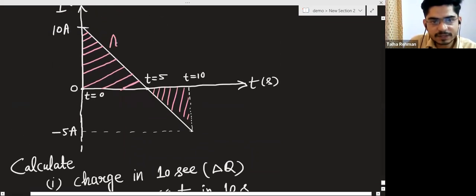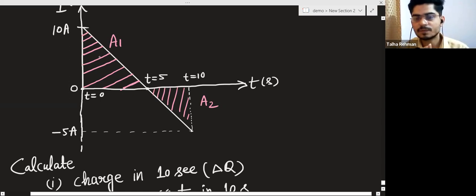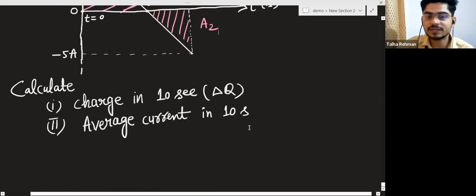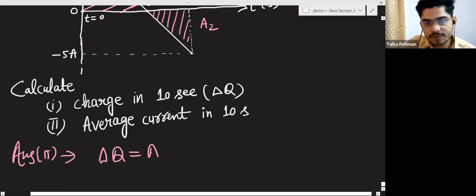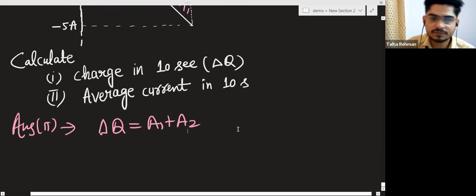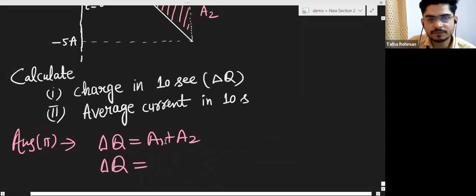I am representing this area as A1 and this as area A2, and each area gives us a charge, and the total area A1 plus A2 gives us the total charge. So the total charge delta Q is given by A1 plus A2. I am writing plus, no problem, we will calculate the area. So delta Q is equal to, what is A1?